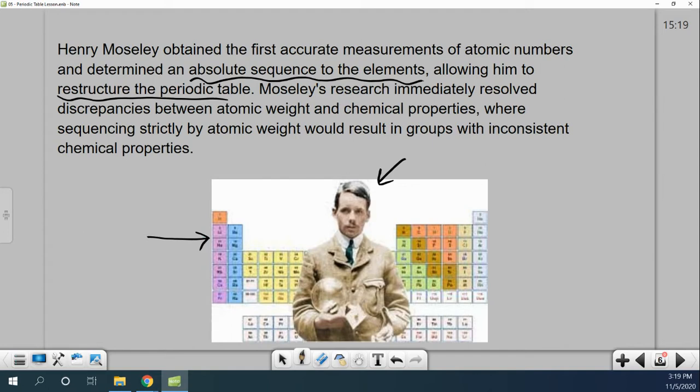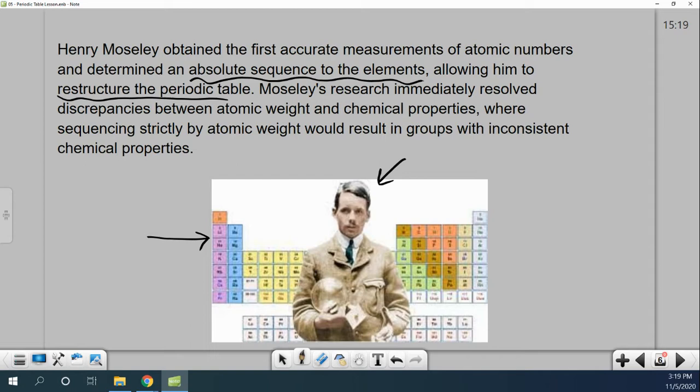Moseley's research immediately fixed all the differences between atomic weight and chemical properties. All those times where the weight didn't line up with the properties, it was totally fine when you arranged it by atomic number. It just solved it. Instantly, everything fit perfectly. And so that was it. That was the key. Everyone's like, oh, I guess we got it. Moseley's thing works. It resolves all the issues.